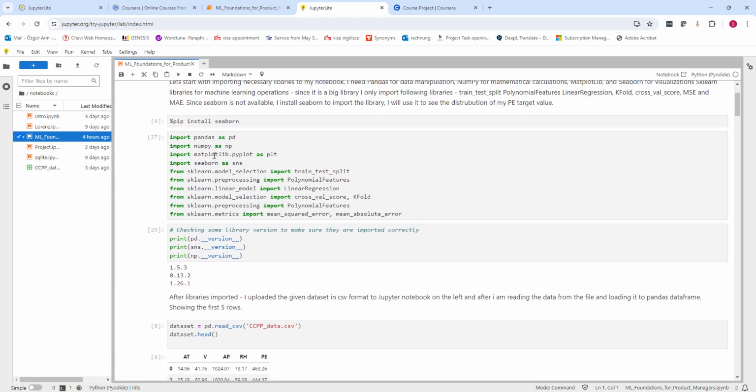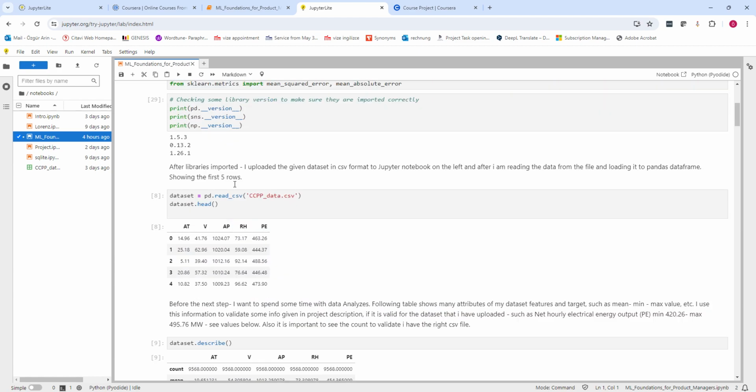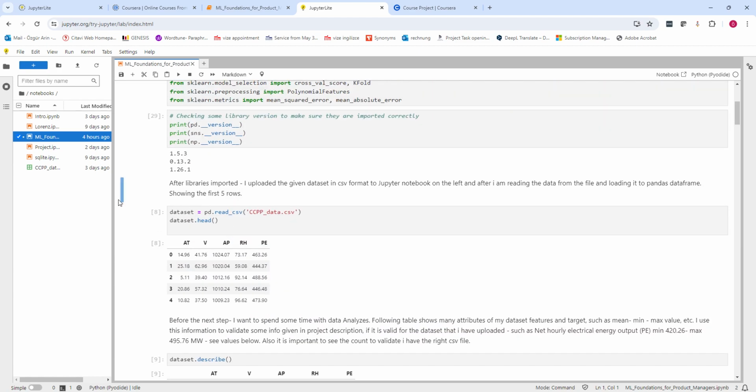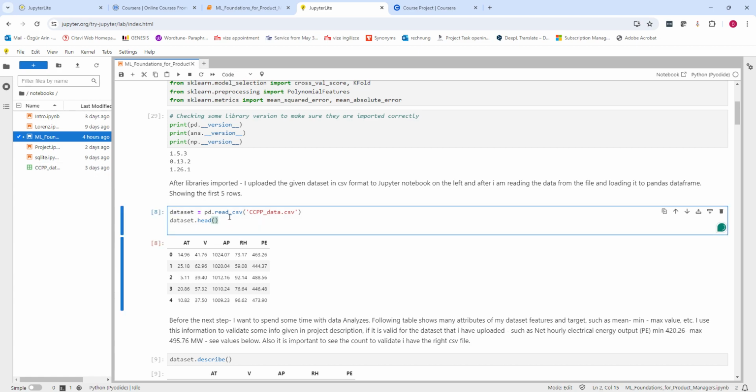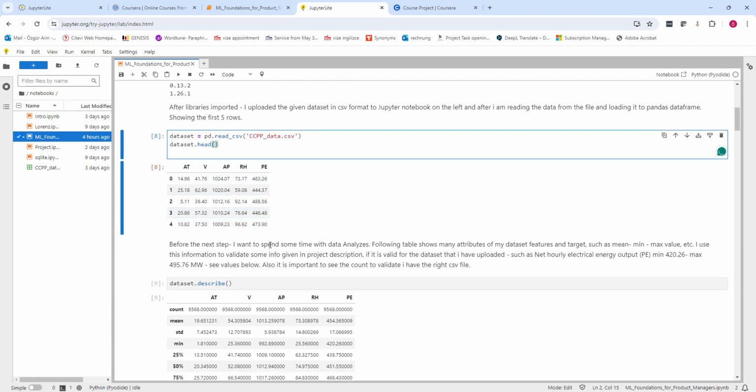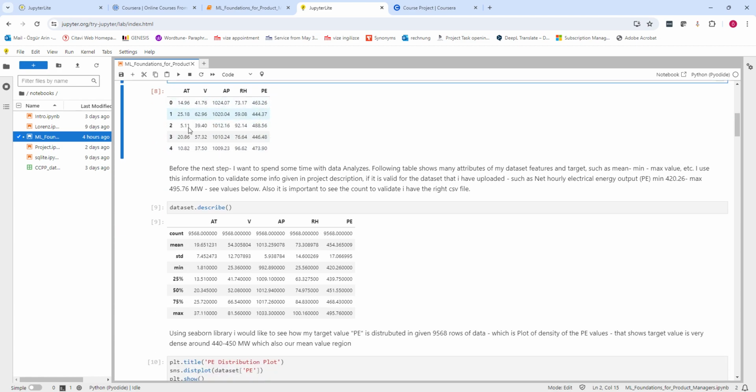So first I start with installing and importing the different libraries. I need mathematical libraries, data libraries, and also sklearn for the machine learning. After importing these libraries, I would like to import my data set. First I upload my CSV file that I received in Jupyter Notebook, and after that I'm using this pd.read command to actually load the data set. And this is just a visualization of the first 5 rows to see that the data is there.